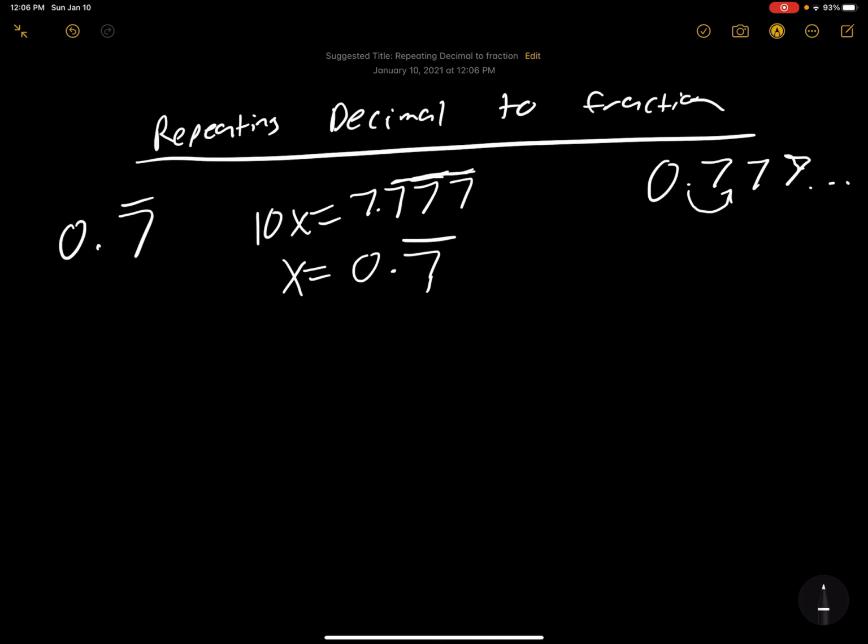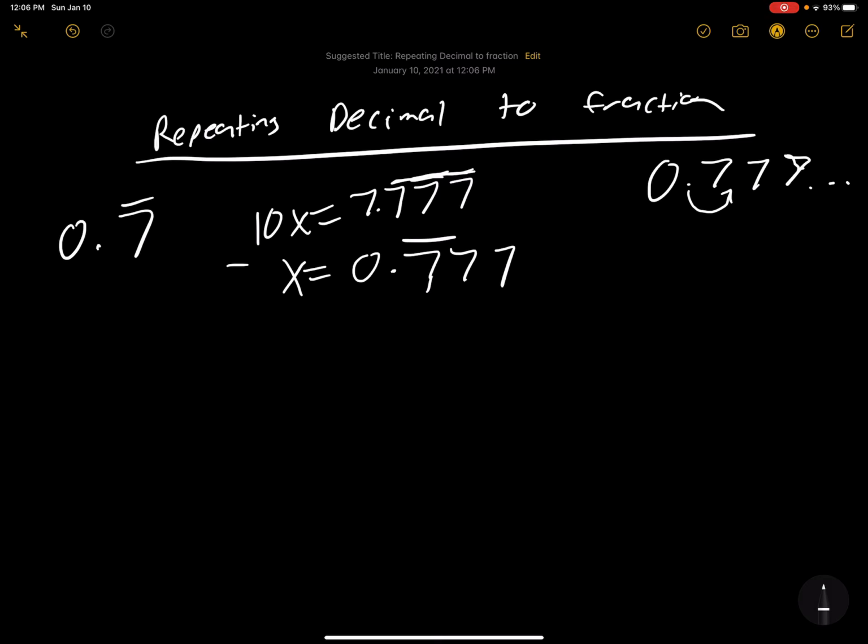Forever minus 1 is still forever. So we still have infinitely many sevens. And now here's the cool part. What I'm going to do is subtract these from each other. This is another thing that you learn when you're learning systems of equations in an algebra course. We can subtract two equations from each other.